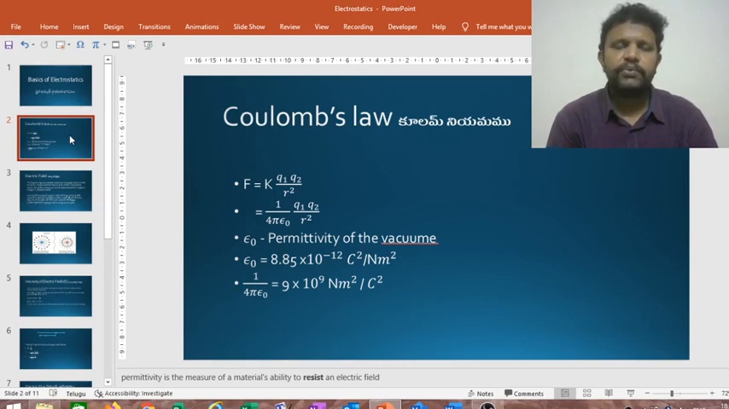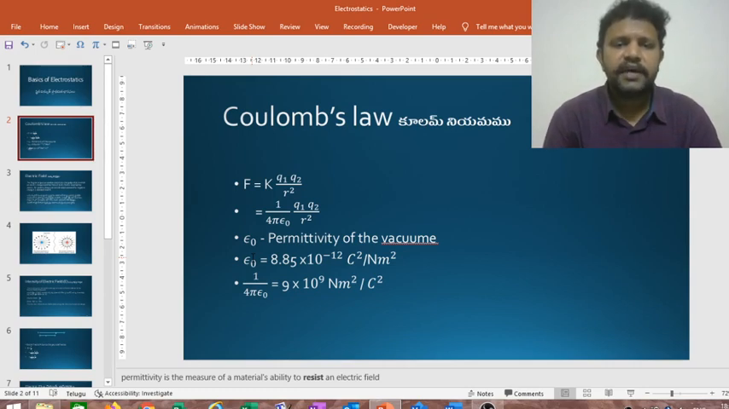Here Q1 Q2 are the magnitude of the charges which are expressed in coulombs, and R is the distance between the charges which is expressed in meters or centimeters. Also, epsilon is the permittivity of the medium. Permittivity is the measure of the material's ability to resist electric field. That means if we need a strong electric field, we choose a medium with low permittivity.